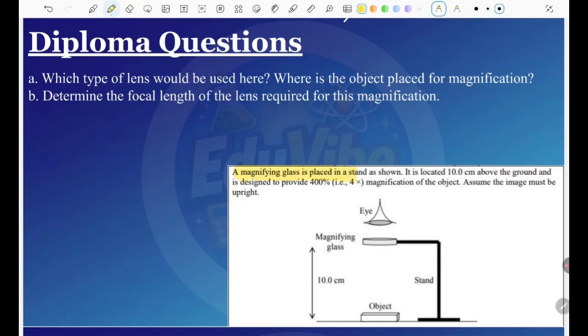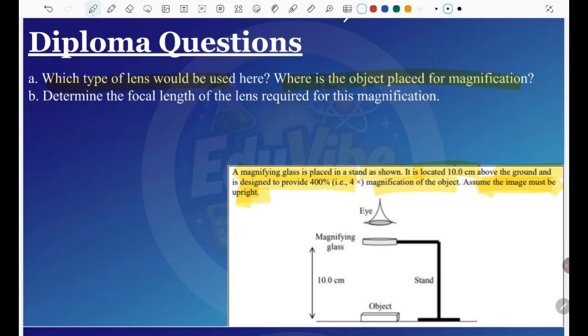The magnifying glass is placed in a stand as shown. It is located 10.0 centimeters above the ground and designed to provide 400%, which is 4x magnification of the object. Assume the image is upright. What type of lens would be here? Where is the object placed for magnification? So this is the lens type of question, and they mention that the image is upright. This will give you the answer for this question.